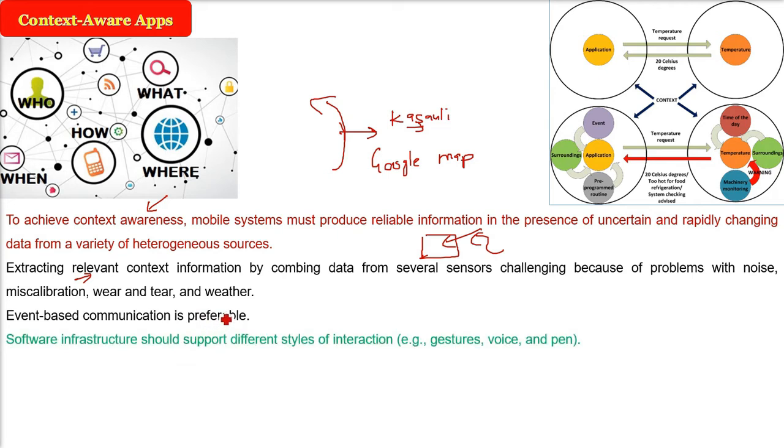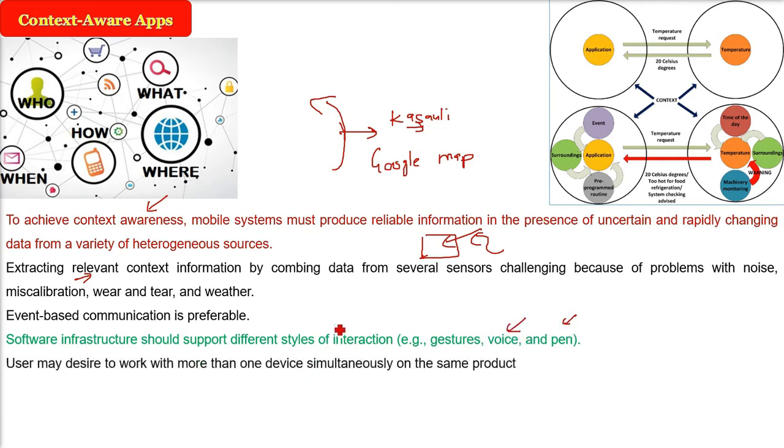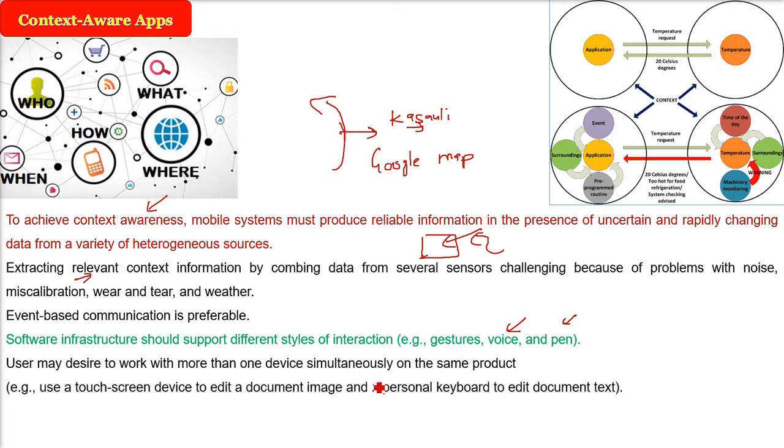Software infrastructure should support different kinds of interaction, because the user may be interacting with gesture, hand, touch, voice, pen. There are so many ways. In a laptop, you will be dealing with mouse or keyboard. Here things are different. The user may desire to work with more than one device simultaneously on the same product. For example, he may be using a touch screen device to edit a document image, and the personal keyboard to edit the document text. So same document I am talking about. One way he is changing the image, one way he is editing the text.